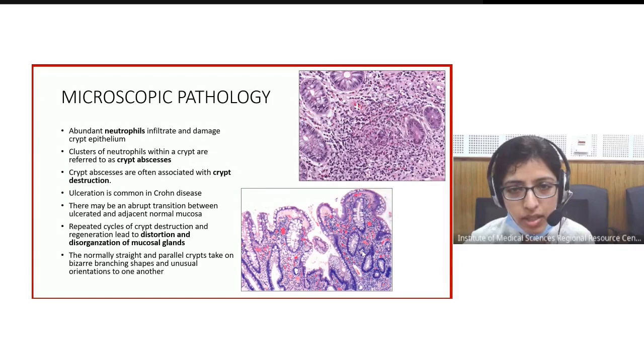See, this one is so small, this is so big and elongated. Then we also see branching. You see this crypt, it is branching out. It is not a single tubular structure, rather there is a lot of branching. So this is what we mean by distortion and disorganization of the architecture. The normal straight and parallel crypts take on bizarre branching shapes and unusual orientations to one another. Okay, so this is a feature of chronicity. This is the feature of activity.